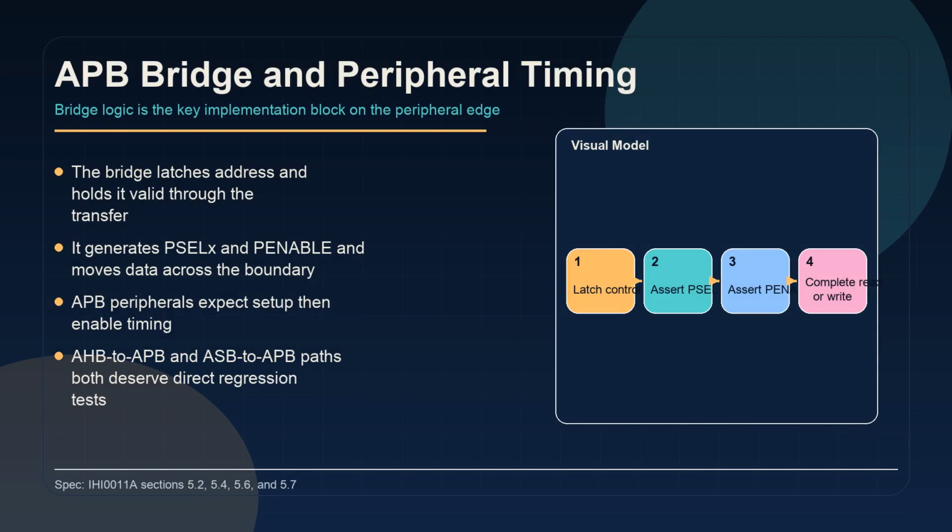On the peripheral side, the main implementation block is the APB bridge. It latches address and control, generates the select and enable sequencing, and moves data between the system bus and the peripheral edge. If your project uses both AHB and ASB bridge paths, both deserve explicit test coverage instead of assuming one path proves the other.